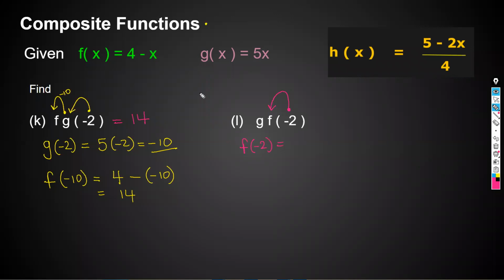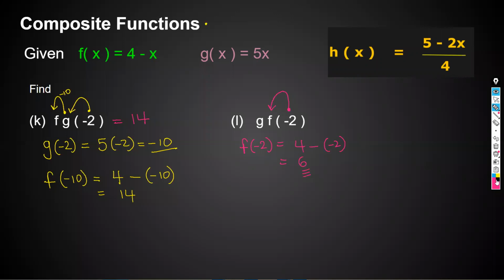Minus 2 into F. So let me go to F, which is this guy here, which is 4 minus, throw away this X and put what? Minus 2. A minus and a minus is a plus. So again, 4 plus 2, which is 6. So far we have 6. We're halfway through the journey. So when we put minus 2 into F, we get positive 6.